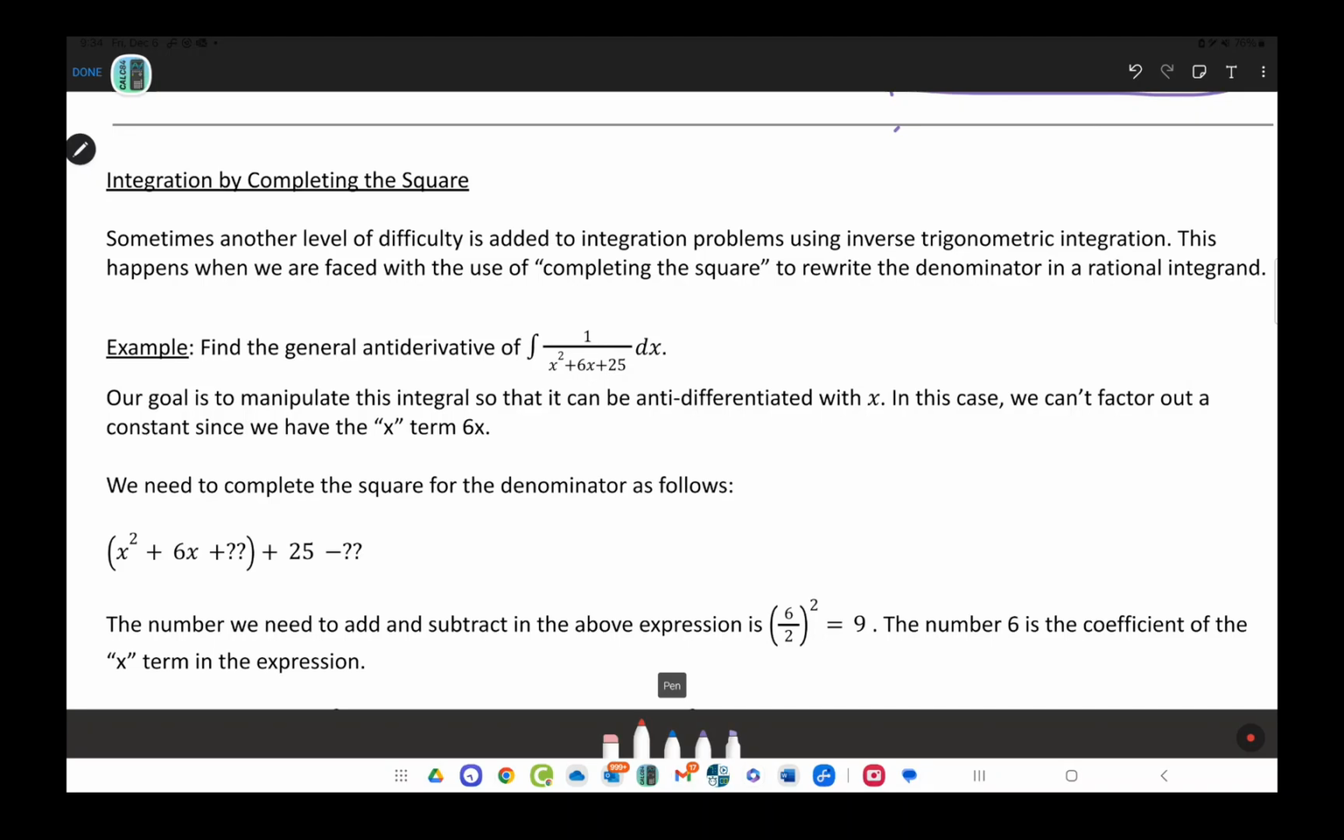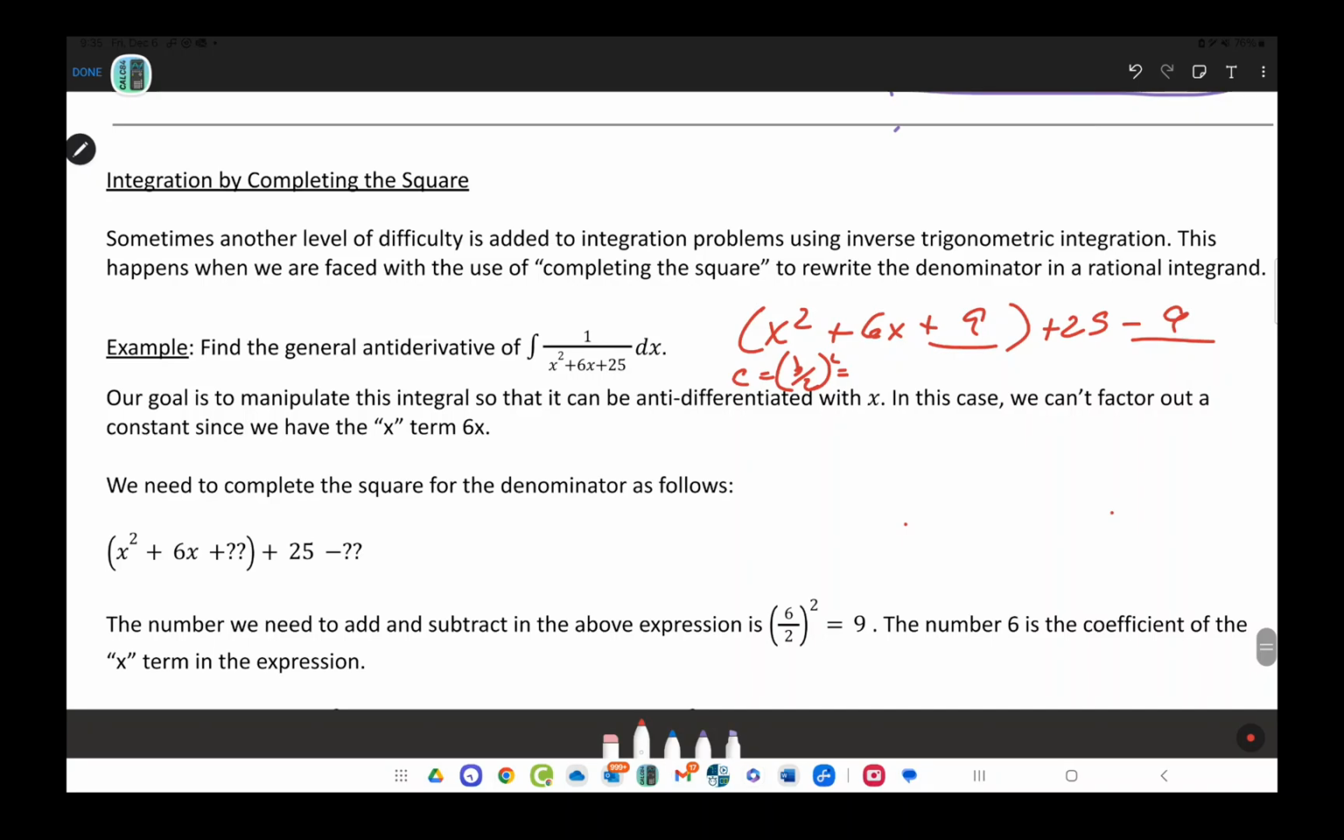So if you remember completing the square, we first put the constant outside parentheses. So we have x squared plus 6x plus blank, plus 25 minus blank. The only reason I put the blanks in is because we need to add the value that completes the square. And can I just add a value? No, you have to subtract it to balance that out. So it would be 9, because c is equal to b over 2 squared. In this case, it's 6 divided by 2 squared, so 9.